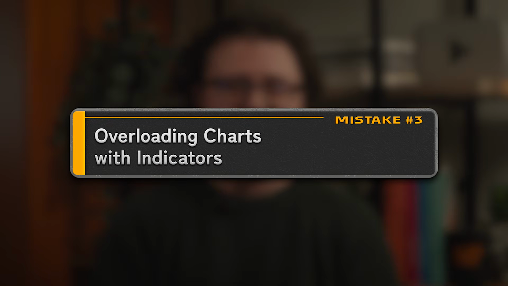Order types control how you get in. ATM strategies control how the trade is managed once you're in. When these two elements work together, you're no longer just reacting. You're executing a plan. Another common mistake is overloading charts with indicators.